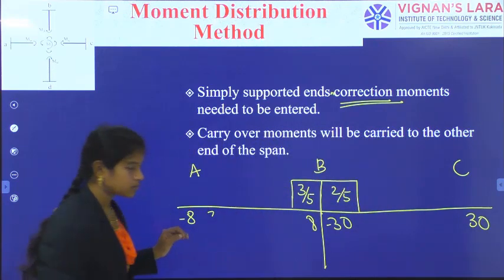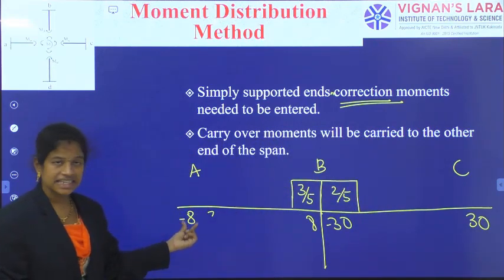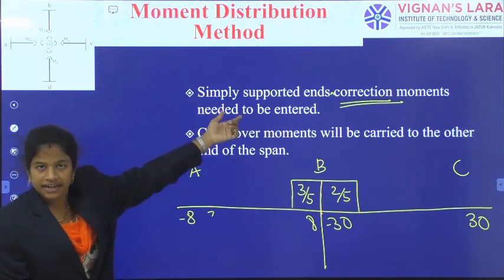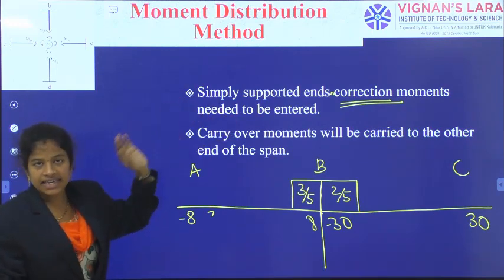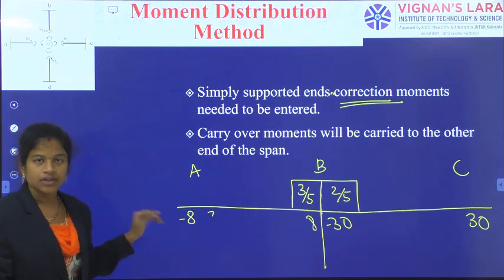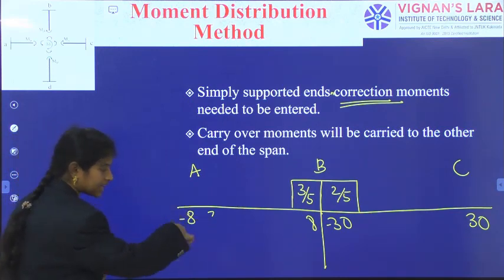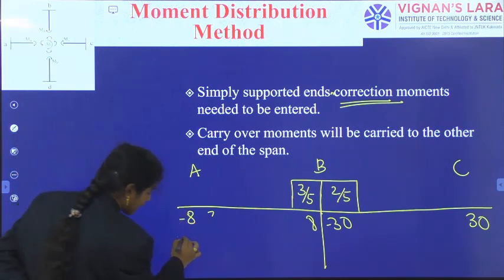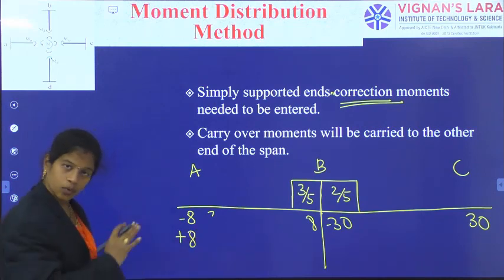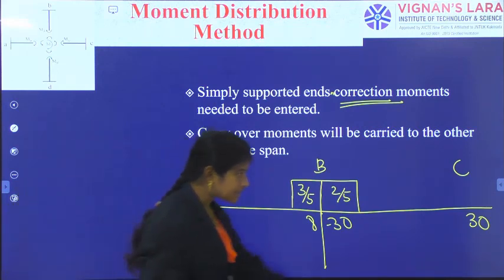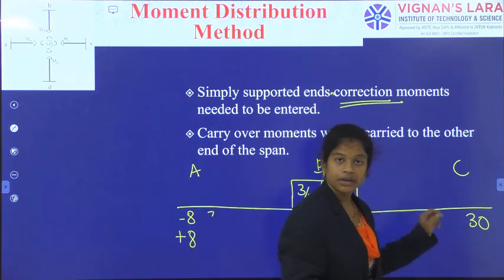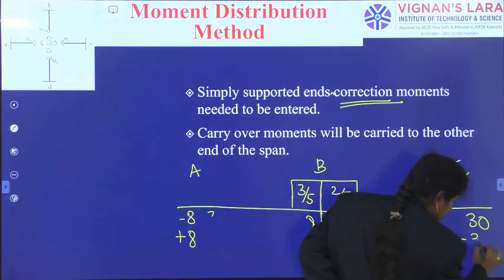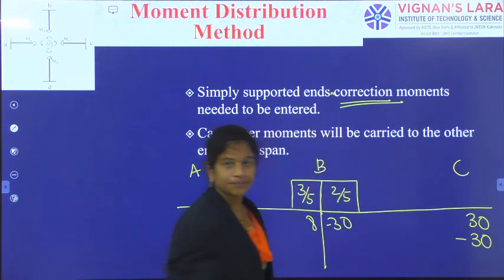Now the support A is simply a supported end. Yes, the support A is a simply supported end. So for making the correction, I should add +8, only directly I am adding it. Similarly, at C I am observing +30, so I should add -30.